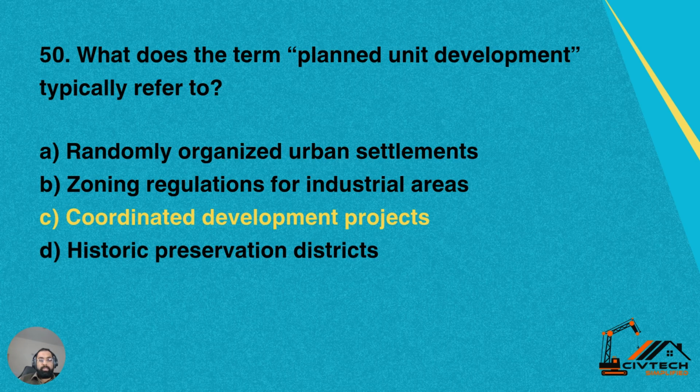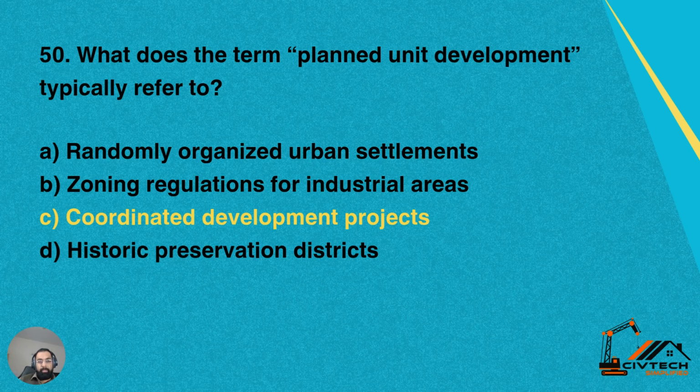So here we have the last question of this episode, which is question number 50. What does the term planned unit development typically refer to? So options were: number A, randomly organized urban settlements. Number B, zoning regulations for industrial areas. Number C, coordinated development projects. Number D, historic preservation districts.